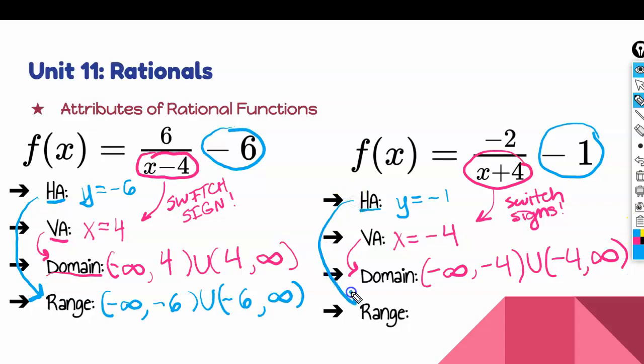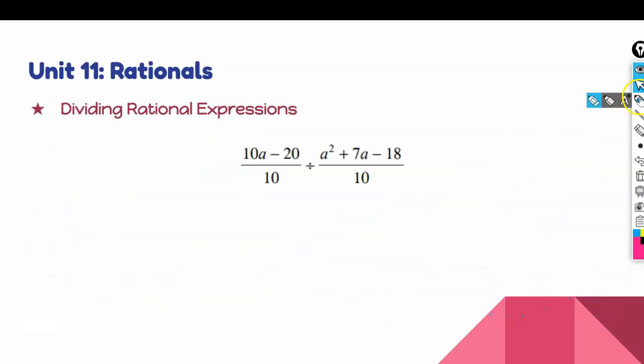For my horizontal asymptote, from -infinity to -1, and then from -1 to positive infinity. Okay, that's how we find these specific attributes of a rational function. Great. Now we move on to dividing rational expressions.